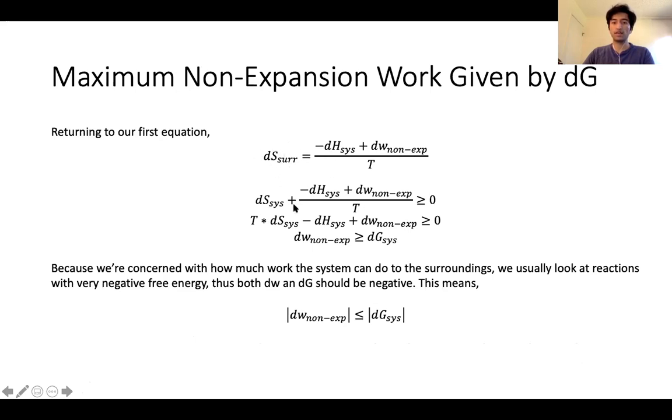And then if we bring that to our first equation for entropy, in which we also include the system entropy as well, then we see that all of this must be greater than or equal to 0. We multiply by T, and we arrive at this expression right here.